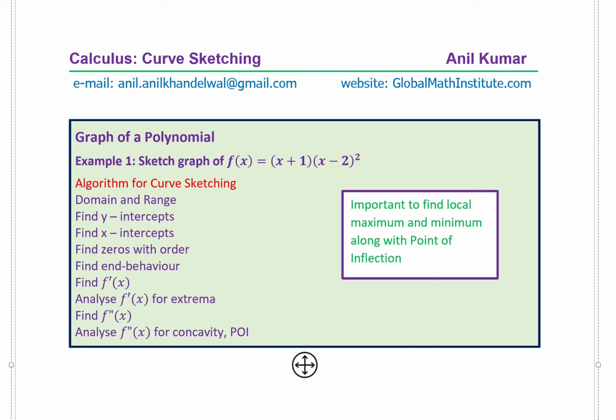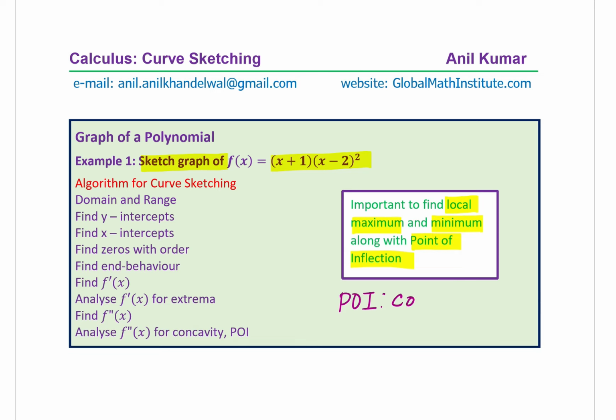So I've taken an example here, which is example 1. We'll sketch the graph of the function x plus 1 times x minus 2 whole square. Those of you who have done functions can actually sketch this particular graph. However, without calculus, two things are difficult to find, and those are the local maximum and minimum points, the extrema, and also it's very difficult to find the point of inflection. Now remember, what is point of inflection? So let me write down. Point of inflection is where the concavity changes. Correct. So that is a very important point to sketch an accurate graph.